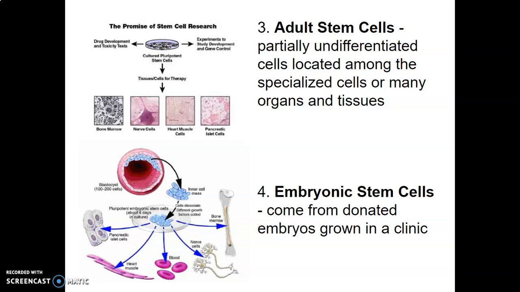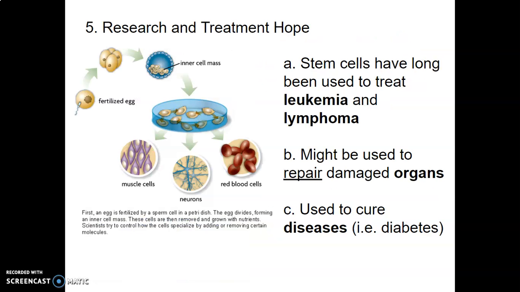So embryonic stem cells come from donated embryos grown in a clinic. Also, you can get embryonic stem cells from the umbilical cord. Excuse me, I forgot the word I was looking for. The umbilical cord of a newborn. It's very rich in stem cells, these embryonic stem cells that have yet to become specialized. And that's where you get a lot of the embryonic stem cells that we hear about in research.